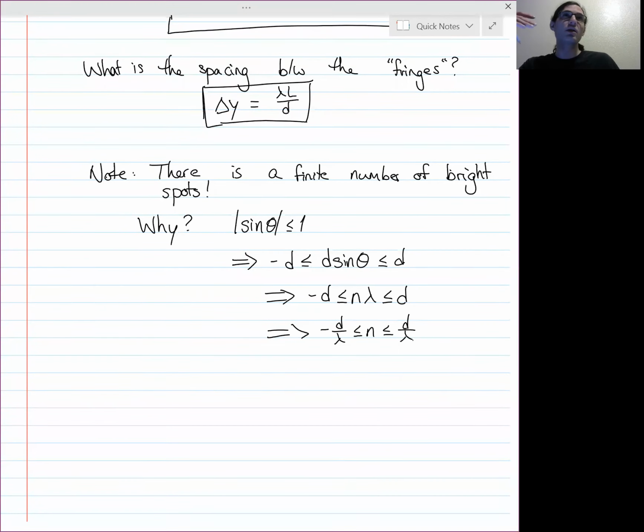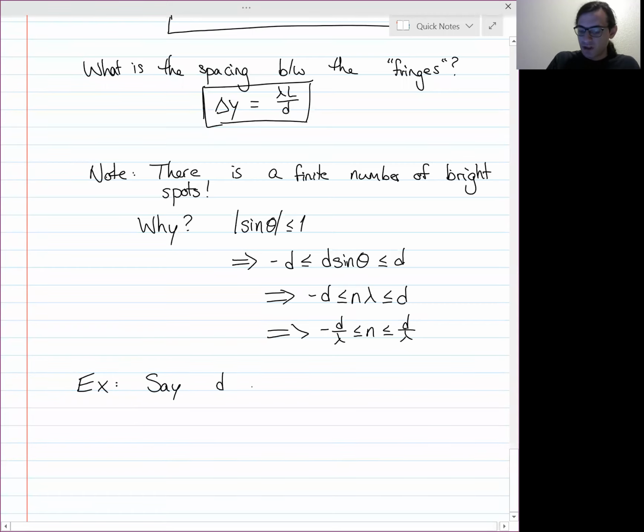Say d is 20 micrometers. And let's say that the wavelength we're working with is 500 nanometers. That's greenish light. D divided by lambda, d being the spacing between the slits, let me just do an example. 20 micrometers, that's 20 millionths of a meter. And lambda is 500 nanometers. Greenish-blue, really.